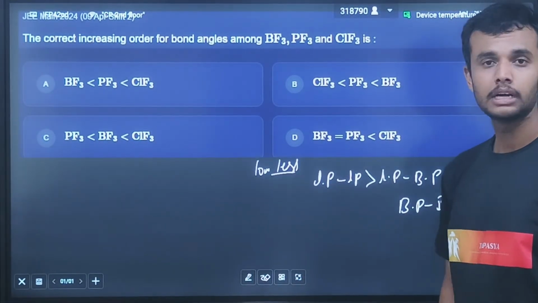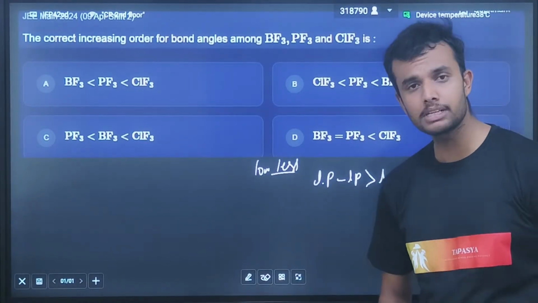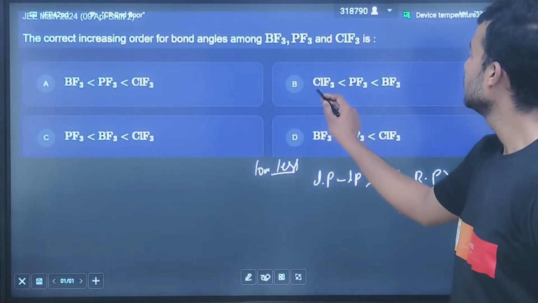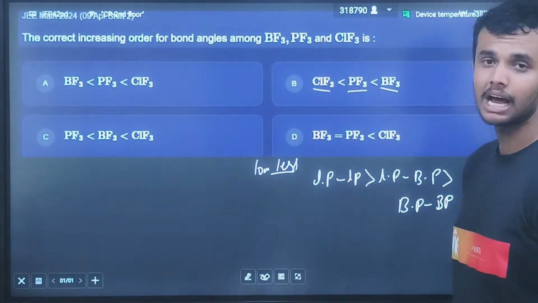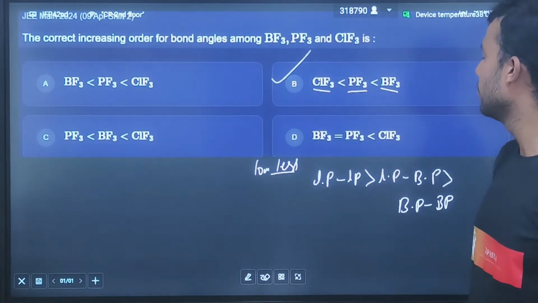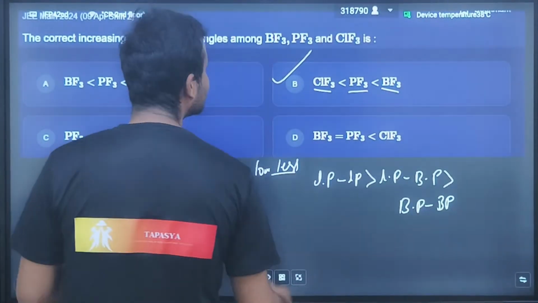Yes. Students, I hope it's done. Now tell me the answer. ClF3, PF3, BF3. What is the answer? The answer is this one, option B. Why? Look here, guys.